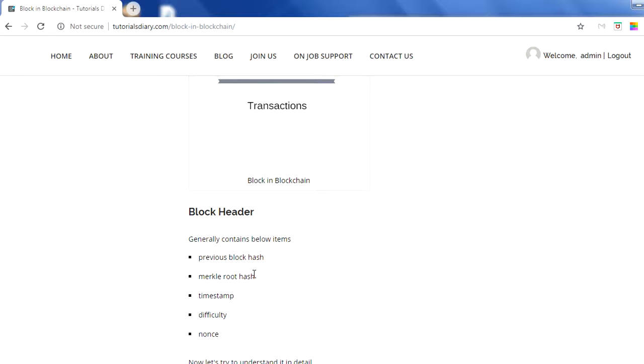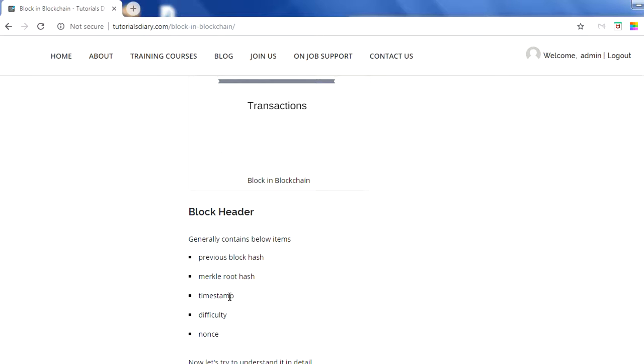This is very important because if anyone changes the information in any transaction, trying to manipulate the information, this Merkle root hash will change. From that you will come to know that something has changed and you can reject this block, right? So this is how this will be helpful. This is the second element which we generally have in the block.